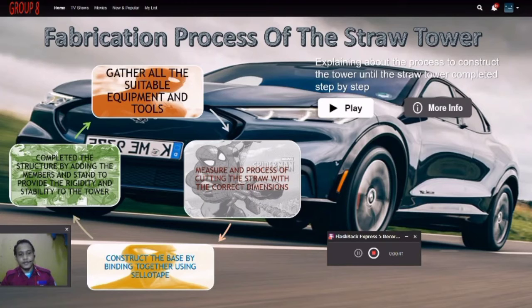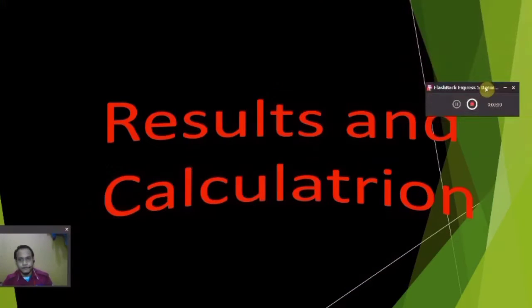The third step is we construct the base by binding the straws together using sellotape. After completing the base, we complete the other structure by adding the members and stands to provide rigidity and stability to the tower. So that is the fabrication process of the straw tower.